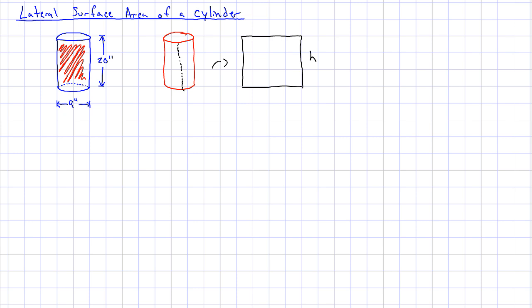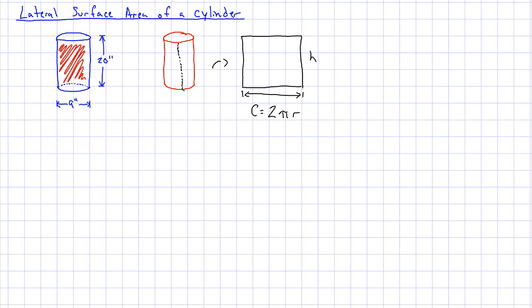Now, the height of this rectangle is still the height of the cylinder. But this length here is actually the circumference of the original cylinder. And circumference, if we remember from circles, is 2 pi r. So in order to calculate the lateral surface area of this cylinder, I'm really looking at a rectangle that has a length and width of 2 pi r and h.